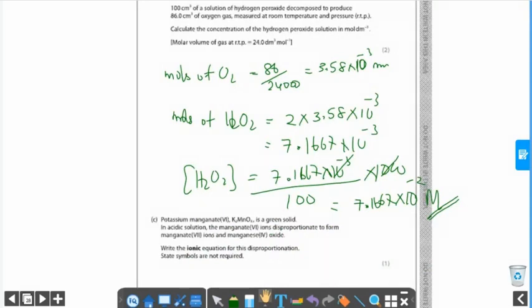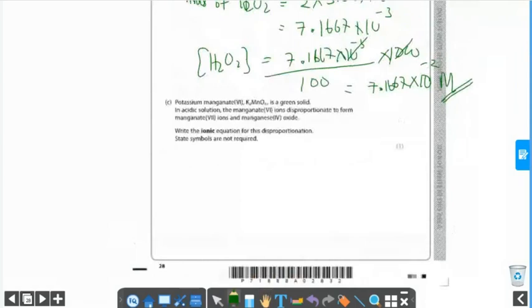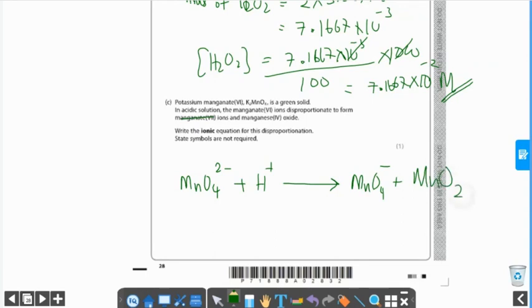Potassium manganate(VI) is a green solid. Manganese 7 is purple. In acidic solution, manganese 6 ions disproportionate to form manganese 7 and manganese 4 oxide. So for the ionic equation here, you need to know disproportionation reactions. This in acidic solution gives purple permanganate. Manganese 4 oxide is manganese dioxide.